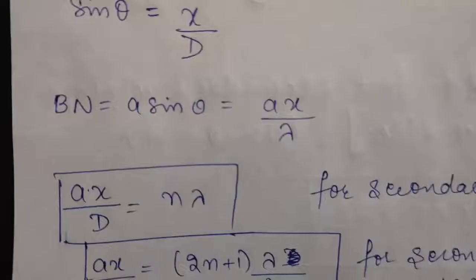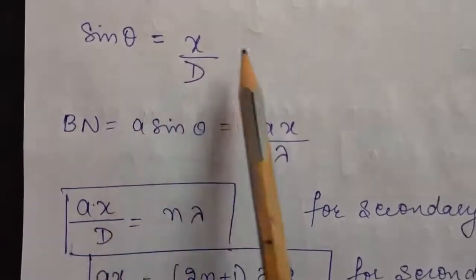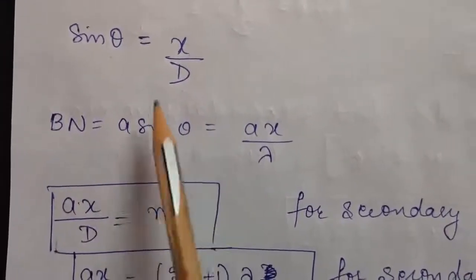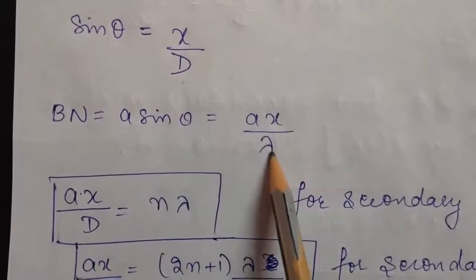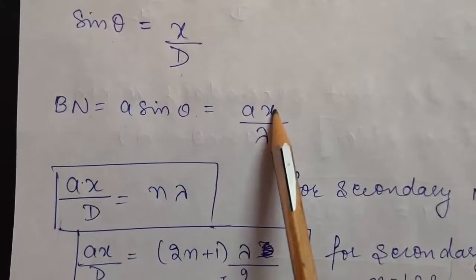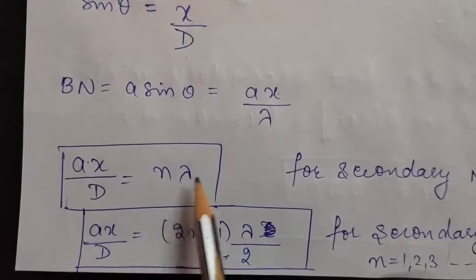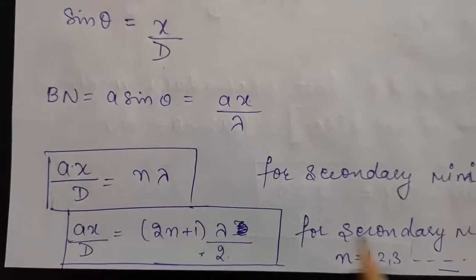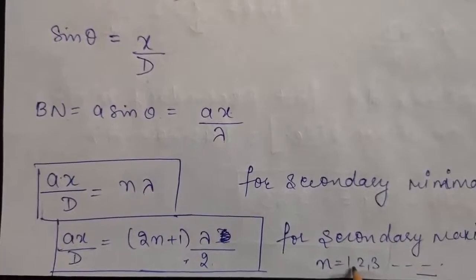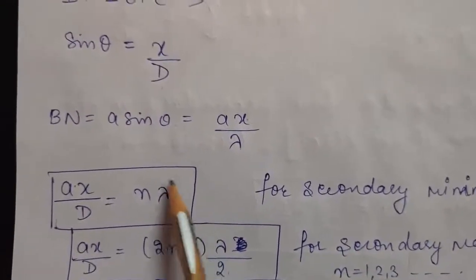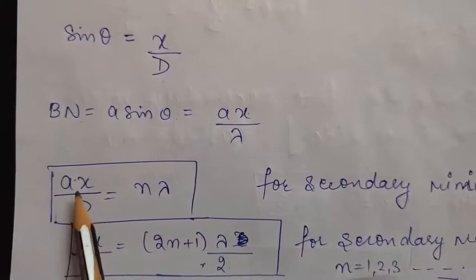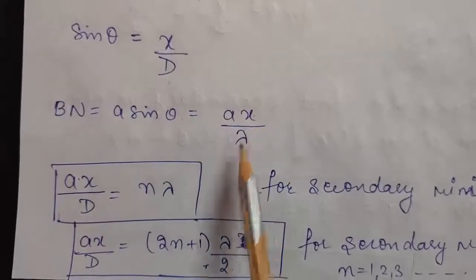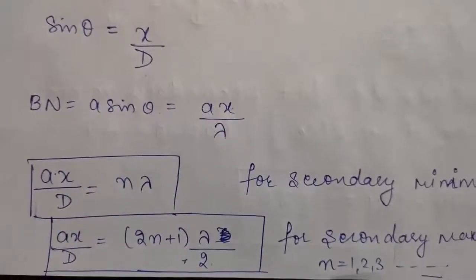So if your sin theta is x by d, and as you have calculated the path difference, which is a sin theta, put the value of sin theta, that will be ax by d. So this is also another form of path difference. So you can say ax by d should be n lambda for secondary minimas, and ax by d should be (2n plus 1) lambda by 2 for secondary maximas, and n will be varying from 1, 2, 3 and so on. These conditions you have just derived above. I am just putting the value of path difference from this form to this form. So you can use either form according to the given conditions in the question.